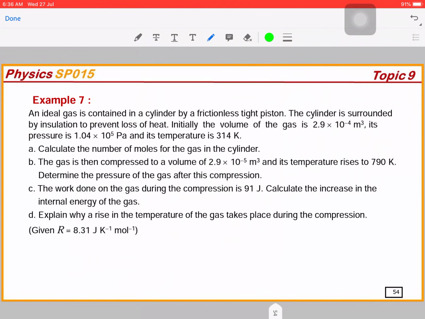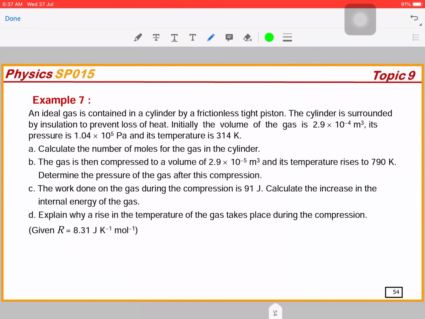Next, example 7. An ideal gas is contained in a cylinder by a frictionless piston. Okay, the cylinder is surrounded by insulation to prevent loss of heat. Initially, the volume of the gas is 2.9 times 10 to the power of negative 4 meter cube. Its pressure is 1.04 times 10 to the power of 5 Pascal, and its temperature is 314 Kelvin. Okay, calculate the number of molecules for the gas in the cylinder. Okay, dia nak number of moles.